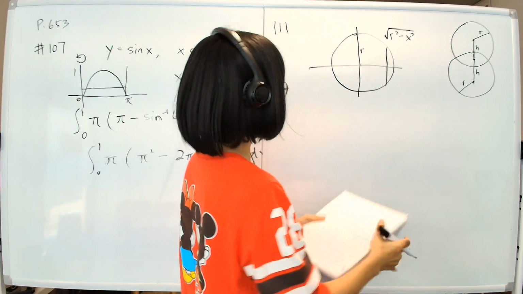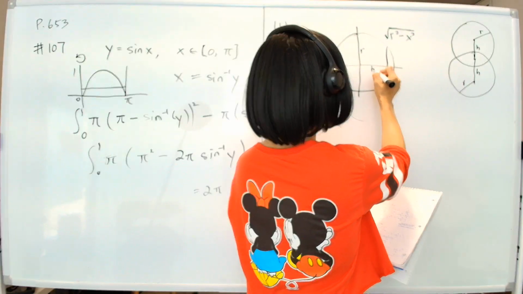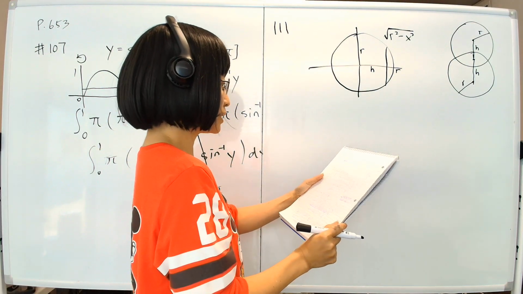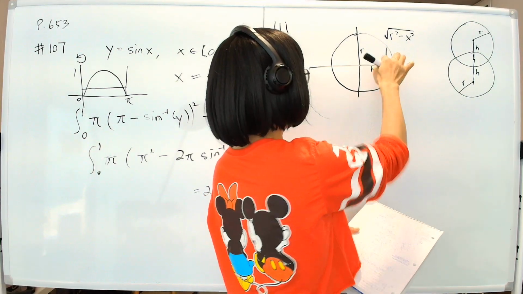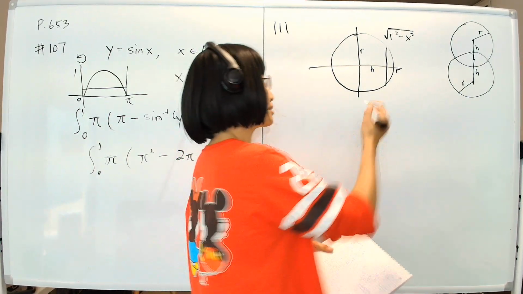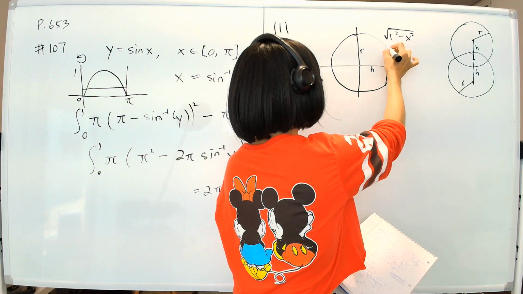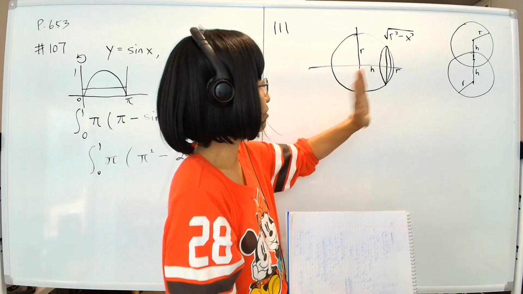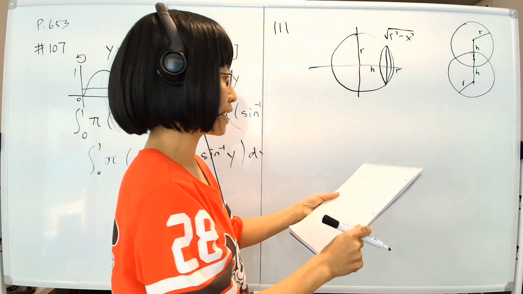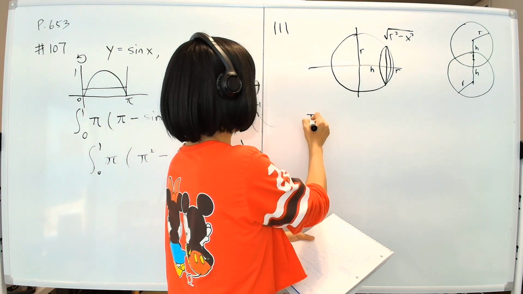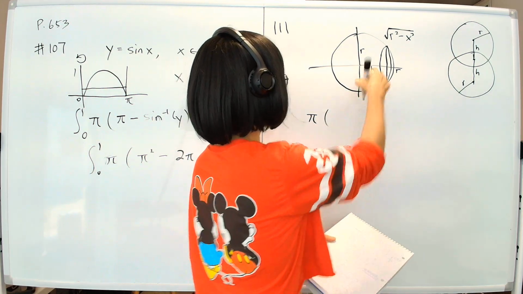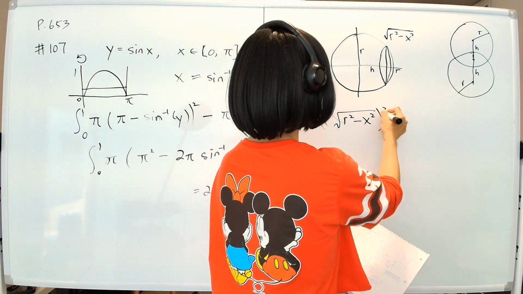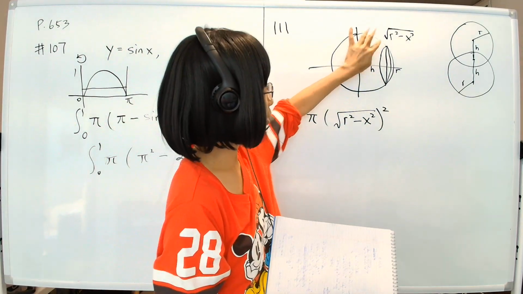This distance is h, and the whole thing is r, being that it's a circle. The height here is the square root of r squared minus x squared. Now our spinning disk, our sliced disk, will look something like this. I'm drawing it in perspective, so you imagine the disk spinning around like that. So what is the area of the disk? It will be pi times the square root of r squared minus x squared, squared. That is the area of one of the disks.